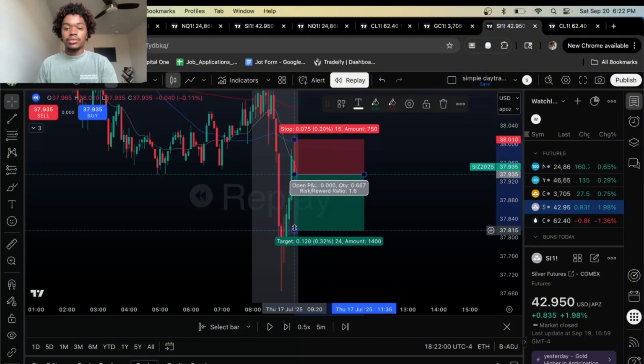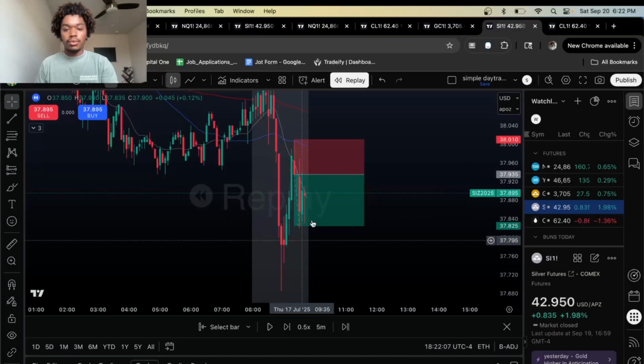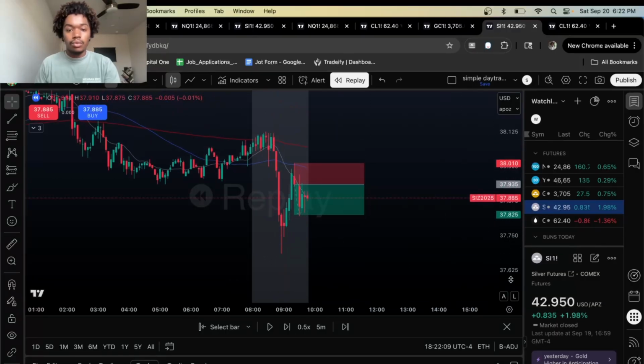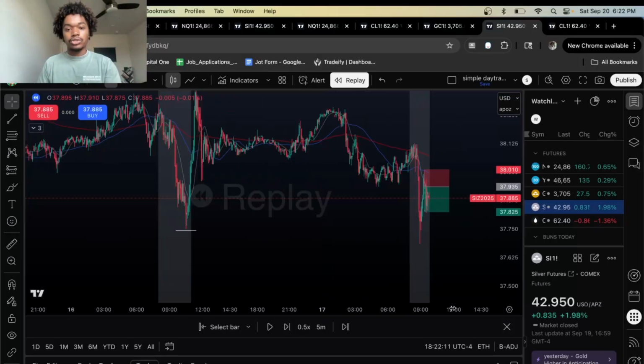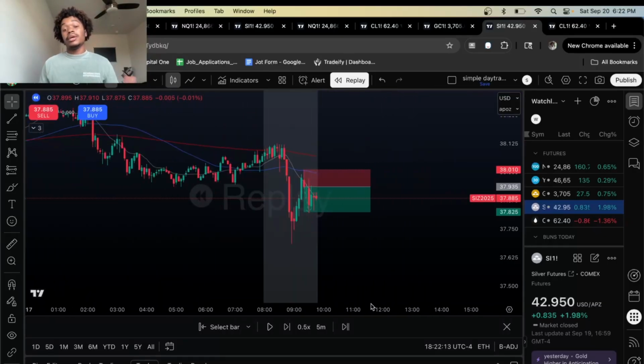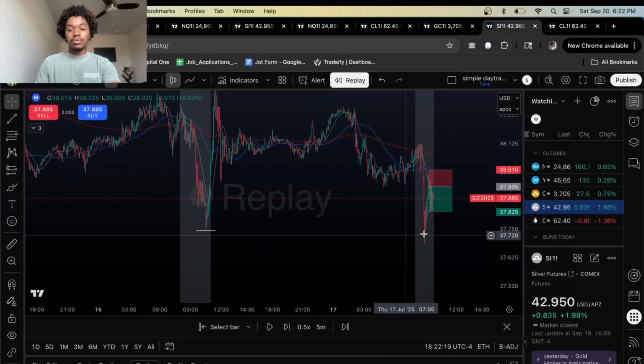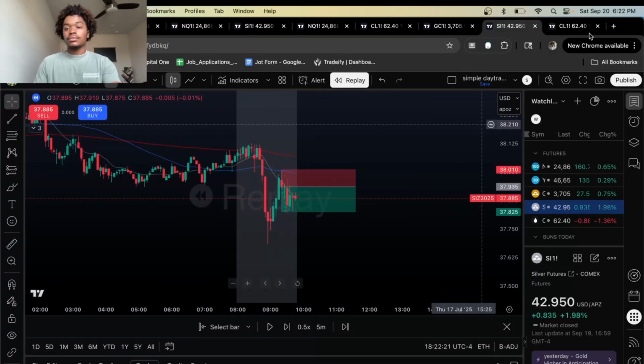I remember in this one, we went for the 1-to-1.5. And it won, right? 1-to-1.5. We waited for that break of structure. It may not make a new low, but it's going to react better, because it's actually showing that it wants to go down.